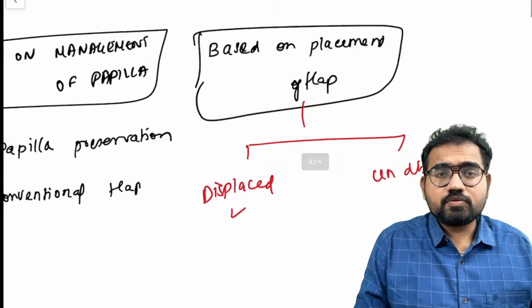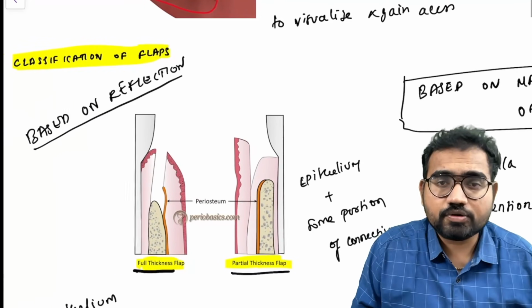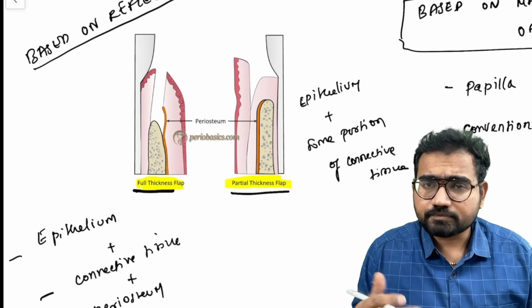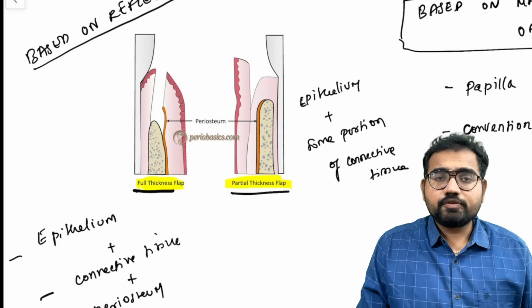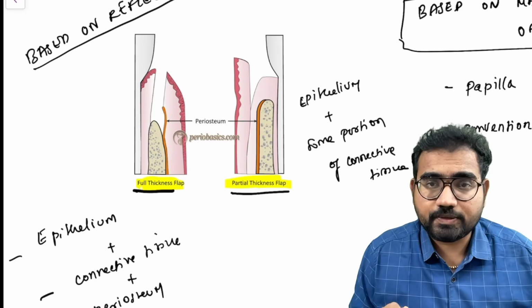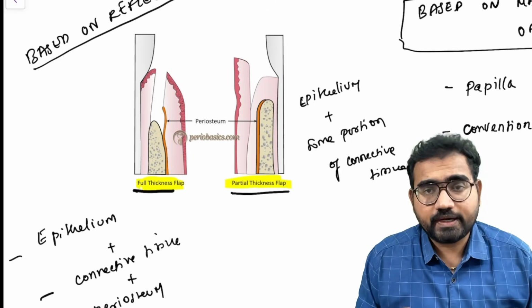Okay, so we are going to classify flaps based on three conditions. One is based on reflection. I'm going to classify that as full thickness or partial thickness. So full thickness means epithelium plus connective tissue plus periosteum. Partial thickness means epithelium plus some portion of connective tissue.